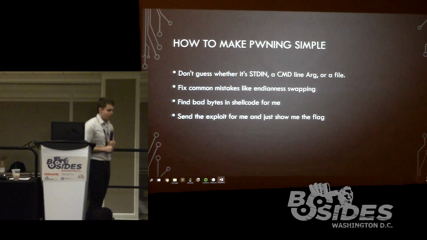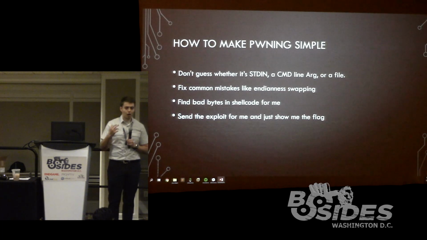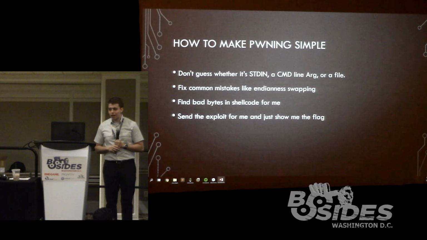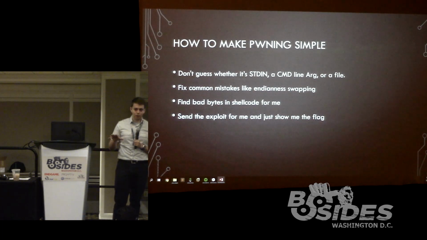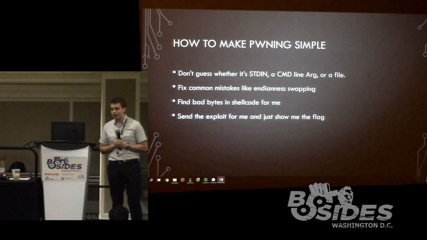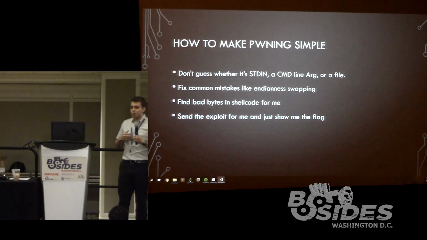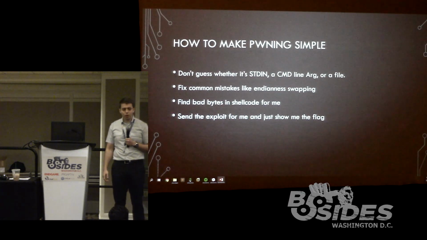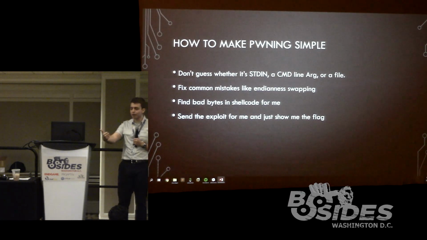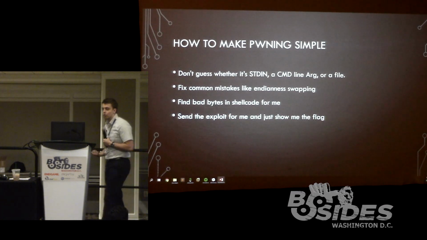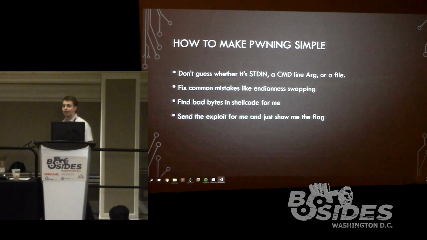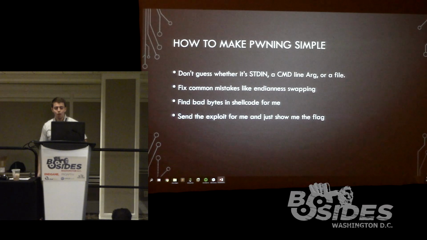There's a couple examples online of what they call automatic exploit generation. And I'll get to talking about those and why they suck in just a moment. But we want to try and make this process easier. So what are the hard parts? Finding the input. I don't know what we're trying to send into this program to make it crash or make it do whatever. We need to fix common mistakes because I can't keep that in my head.